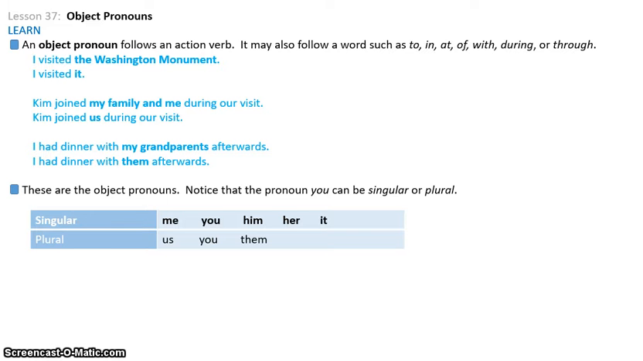So if I'm taking my family and me and I'm replacing it with one object pronoun, that's two people, so it has to be a plural object pronoun. So I would say Kim joined us during our visit. I had dinner with my grandparents afterwards. I had dinner with who? Them afterwards. These are the object pronouns.